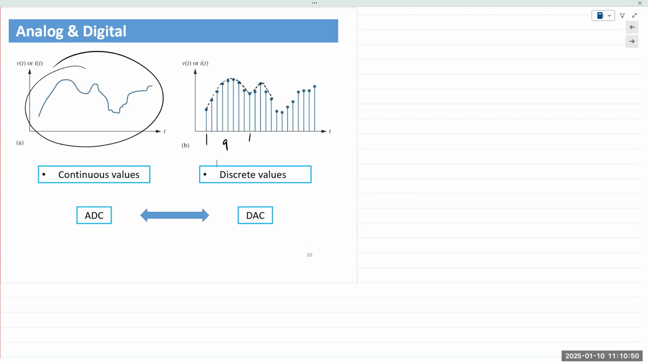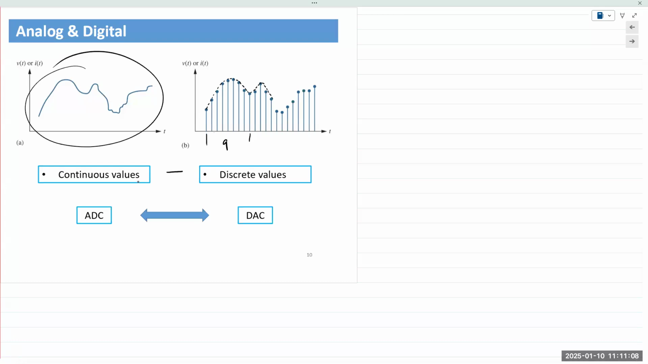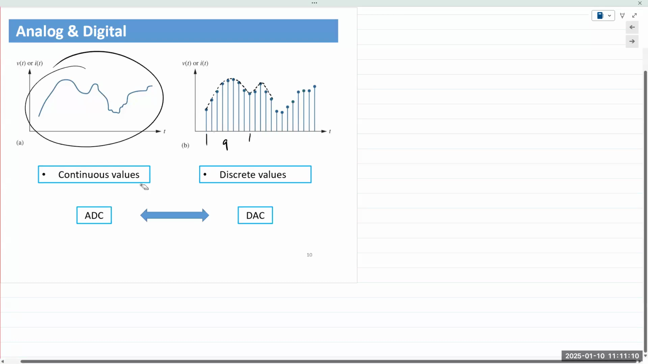Okay, so I believe we stopped right here last class, analog versus digital. So we will encounter both analog signals and digital signals in our studies. Now, analog signals have continuous values, meaning they have infinite possibilities, versus digital signals that have discrete levels.